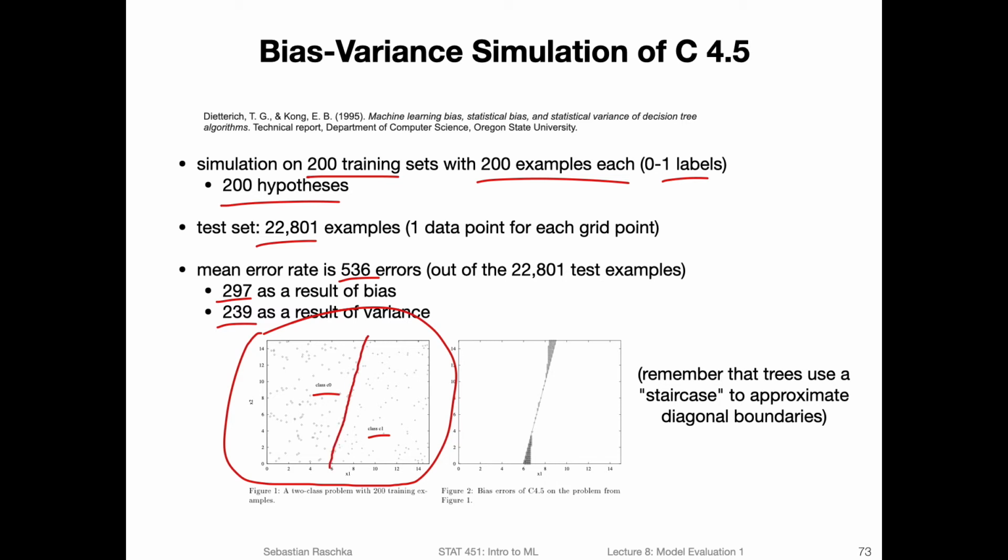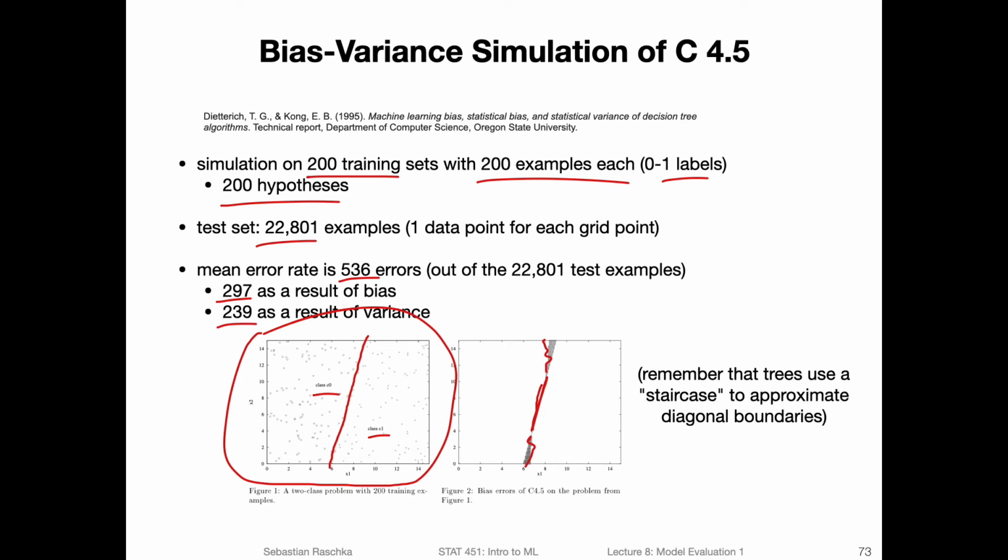However, you know that decision trees also have another form of inductive bias. They are not good at drawing diagonals. Decision trees cannot draw diagonal lines. They can only do these staircase approximations. So we get as the variance something that is kind of similar here, but due to the staircase we also have these bias errors here. And this is just an example of this simulation study.